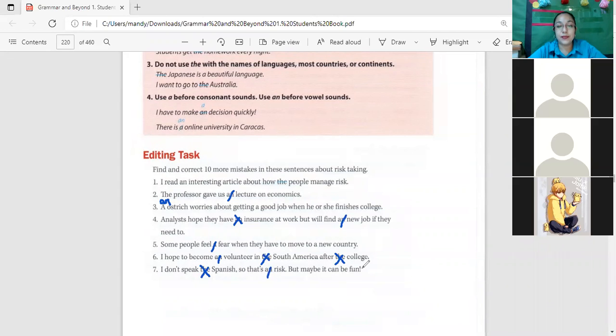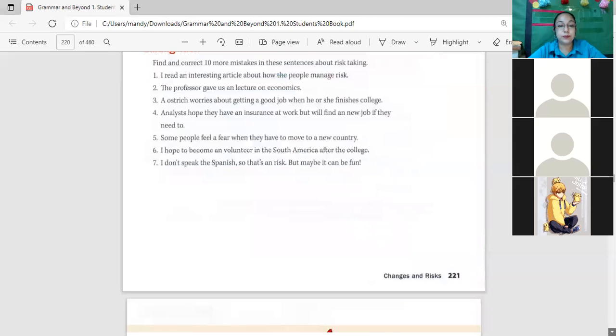Yes? Okay, so we need to analyze carefully because in some cases, we don't check every article, yeah? But it's necessary. In that case, it is important to know what is the difference between a, an, and the. And when it is necessary to use an article and when it's not necessary. Yes? Okay, so let me clear this part and let's continue.